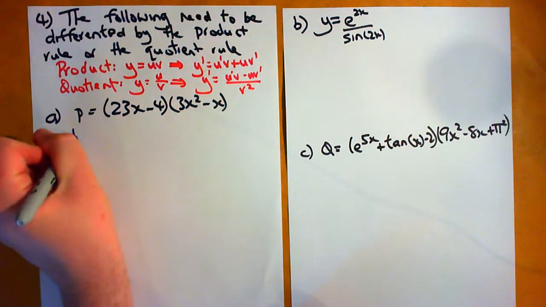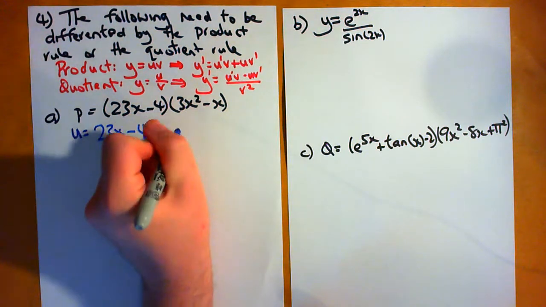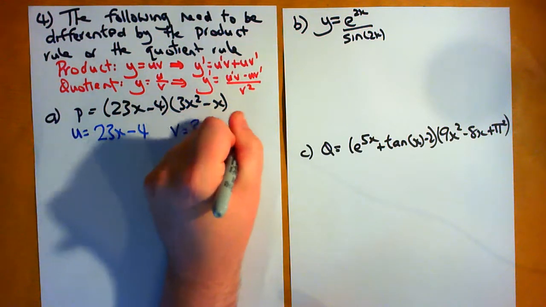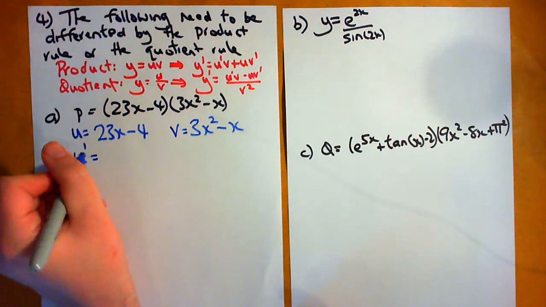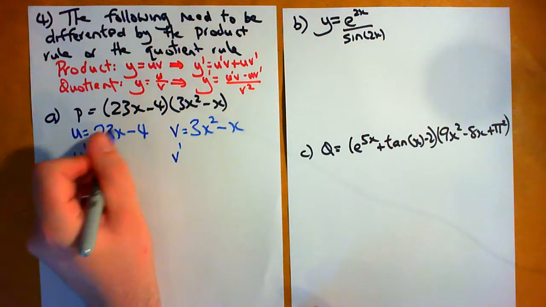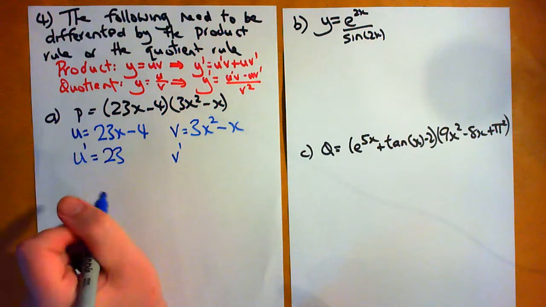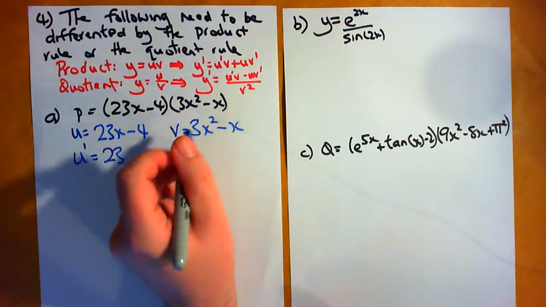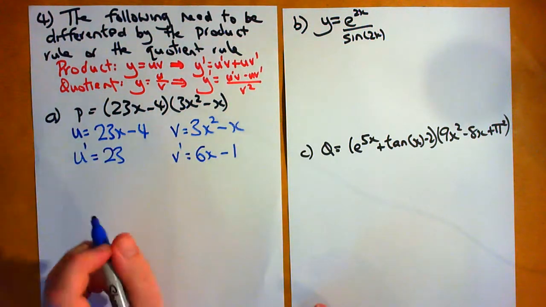So what's our u? u is the first bracket, 23x minus 4, and v here will be the second bracket, 3x squared minus x. So we need to differentiate those to get u dash and v dash. So u dash will be 23, and that's it. And v dash is going to be: differentiate 3x squared, we get 6x, minus differentiate x, we get 1.